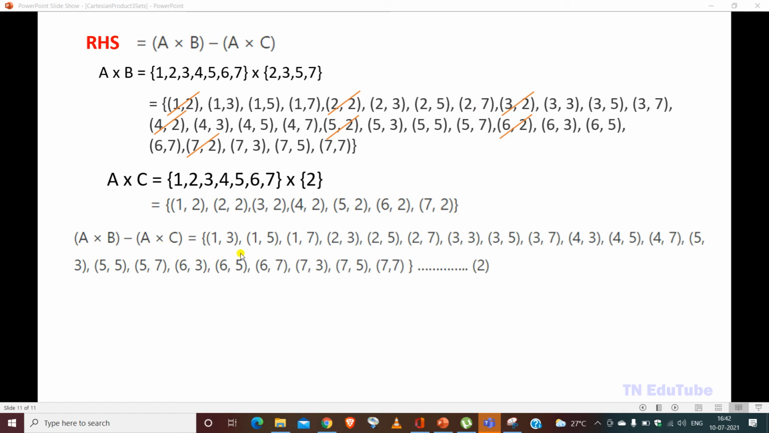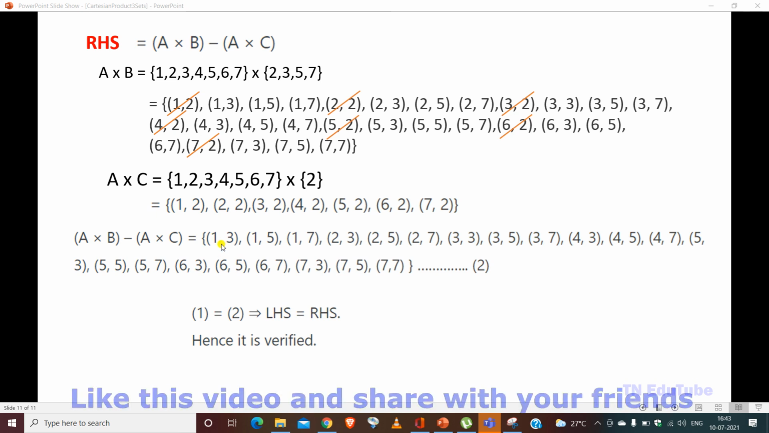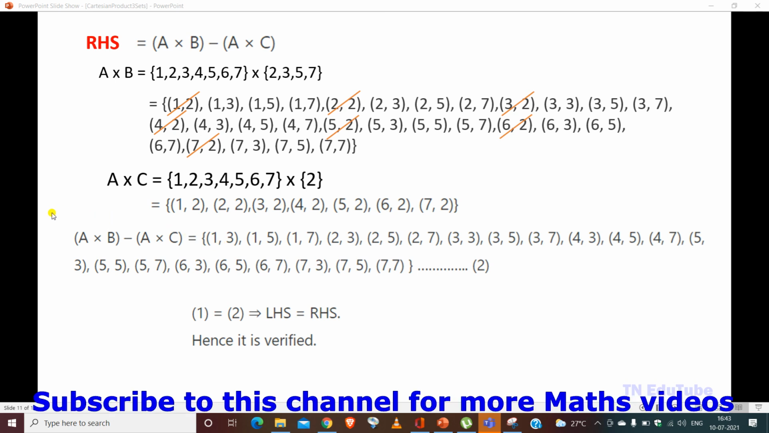When you compare this equation 1 and 2, they are equal. Therefore, left hand side equals right hand side, hence it is verified. Okay children, this exercise problem is over. You have to do problem number 6 and the 7th question, Roman numeral 1, is also homework. You complete it in your note. Okay children, thank you.